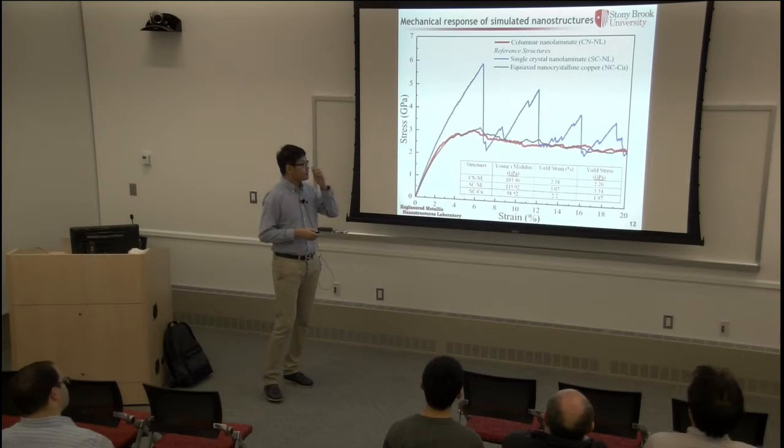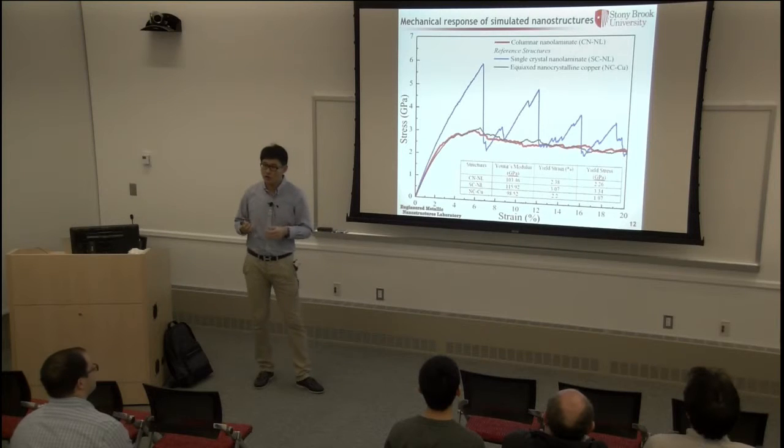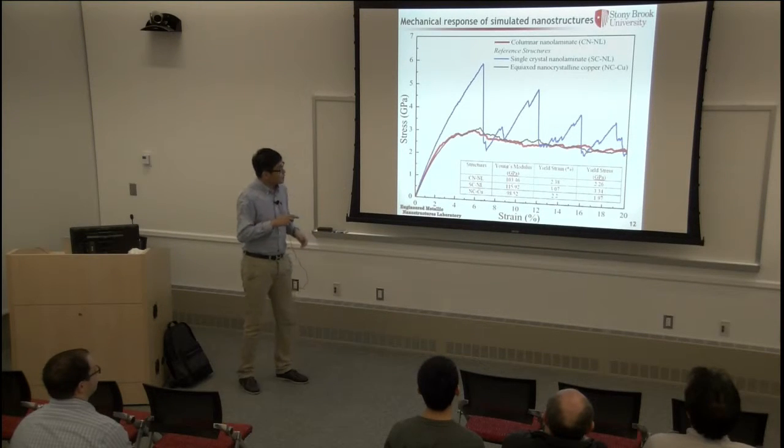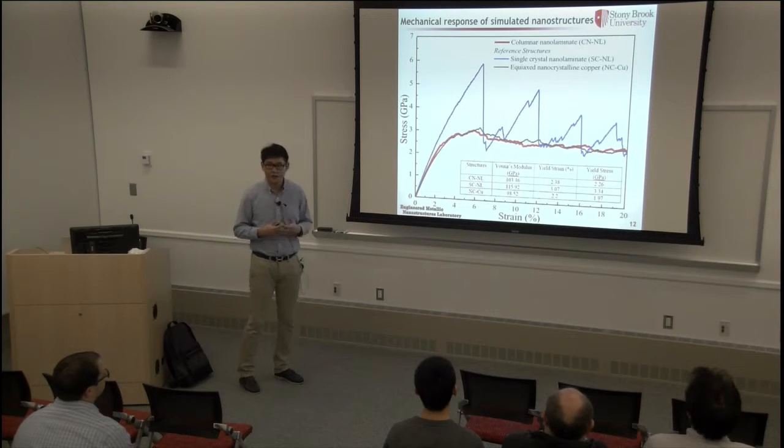Then, first, let's look at the mechanical response of the different structures. The red one is the columnar nanolaminate stress-strain curve, the blue one is the single crystal nanolaminate stress-strain curve, and the black one is the equiaxed nanocrystalline copper.